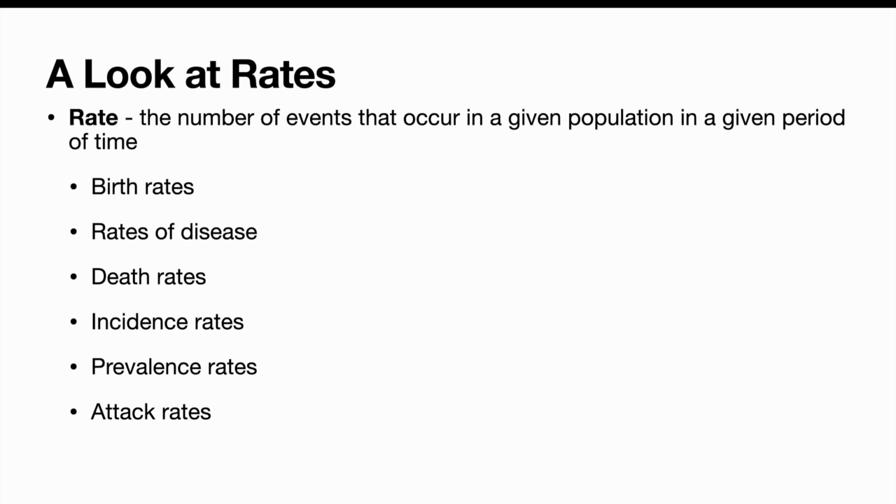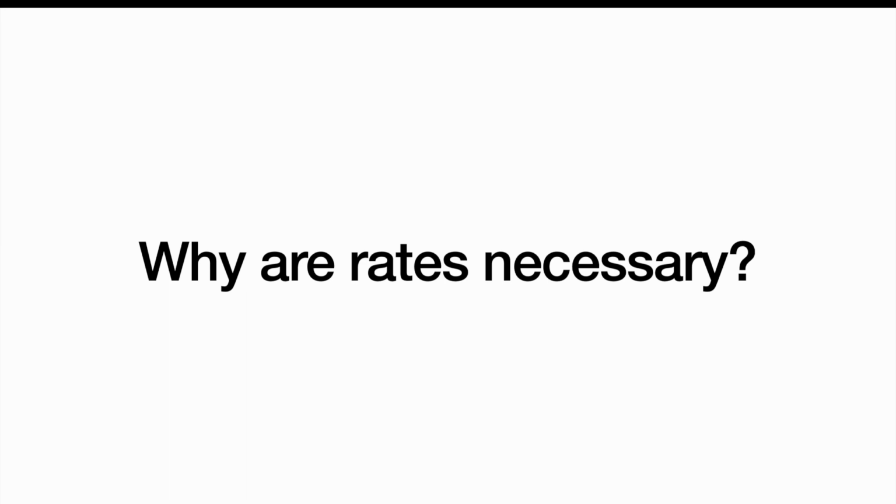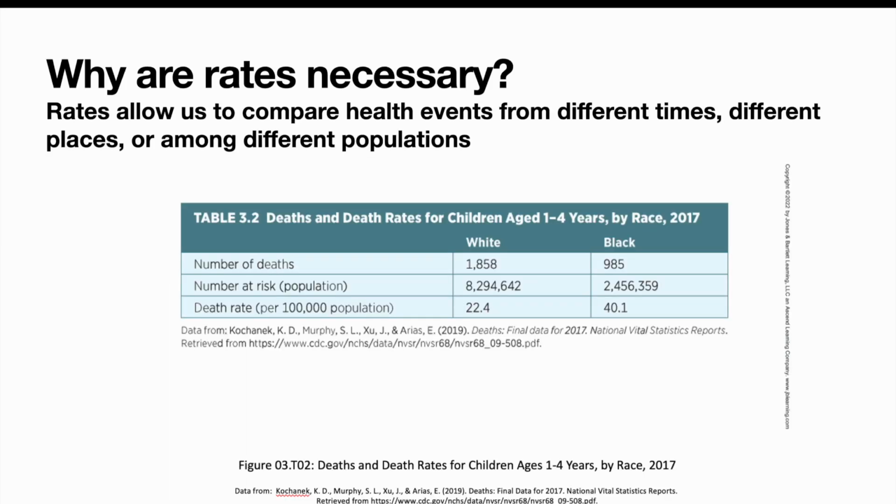And now we're going to look at rates. So epidemiologists use rates. What is a rate? A rate is the number of events that occur in a given population in a given period of time. So we can look at birth rates, rates of disease, death rates, incidence rates, prevalence rates, and attack rates. Why are rates necessary? Well, rates allow us to compare health events from different times, different places, or among different populations.